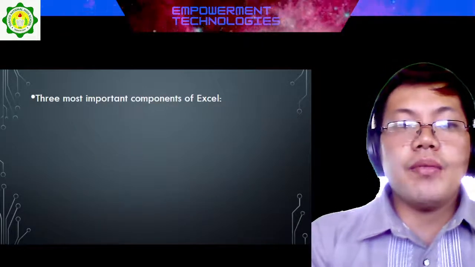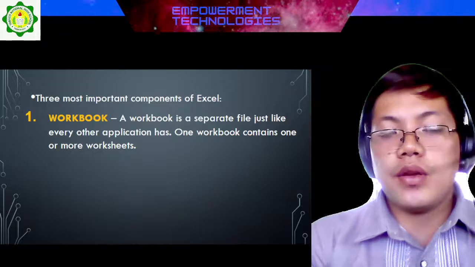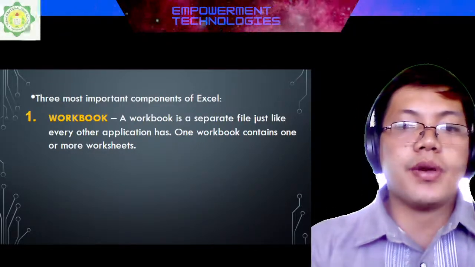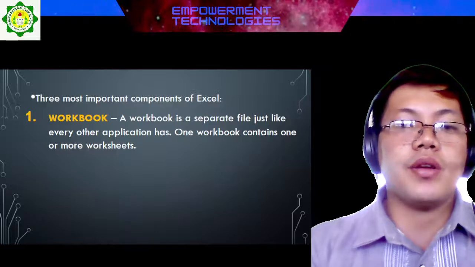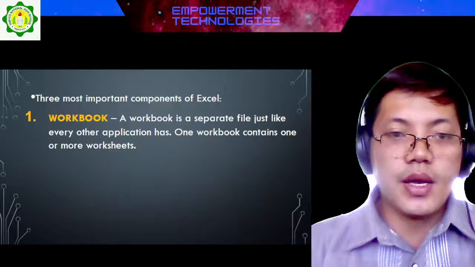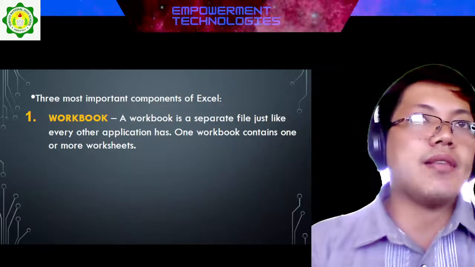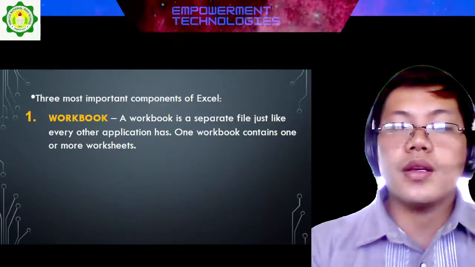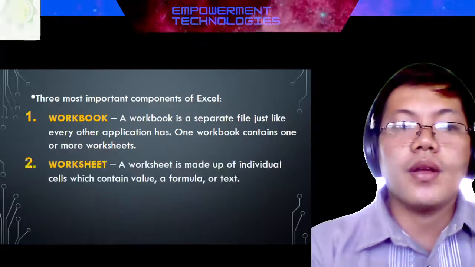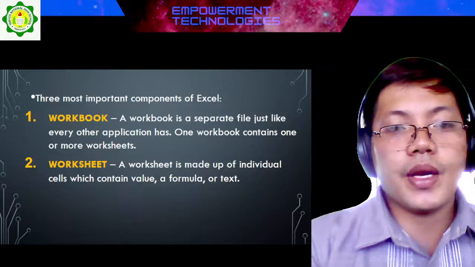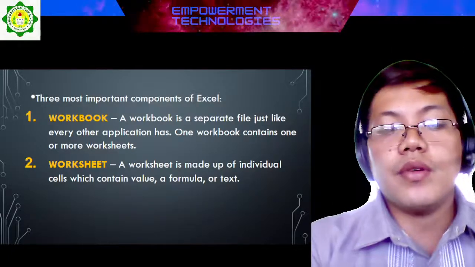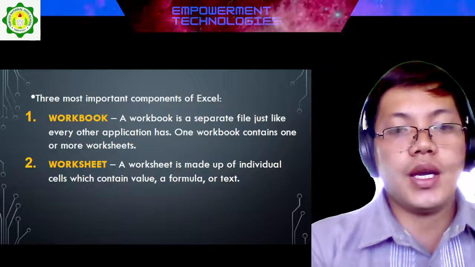So there are three most important components of Excel. Take note of these. The first one is the workbook. A workbook is a separate file, just like every other application that you have. One workbook contains one or more worksheets. It's the same thing as Microsoft Word, where you have a Word document. Also, inside the workbook, if you open a certain workbook, you have worksheets.